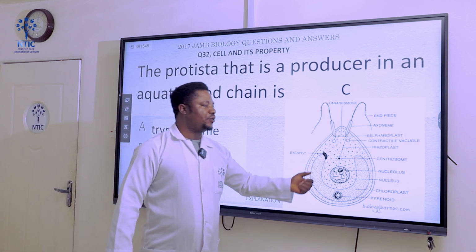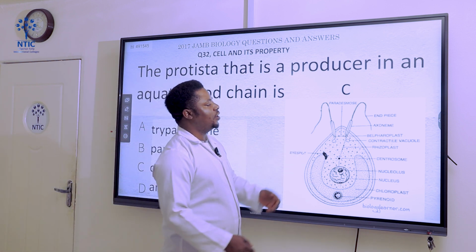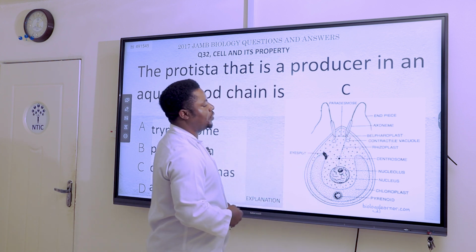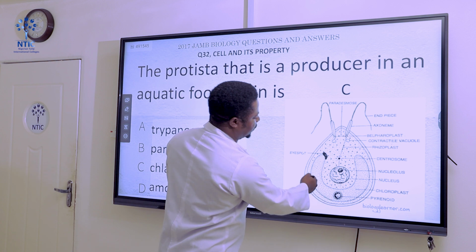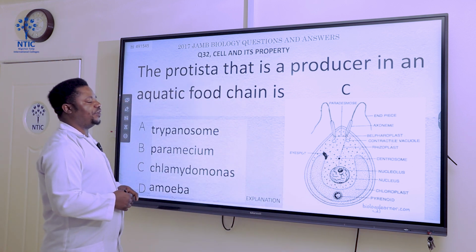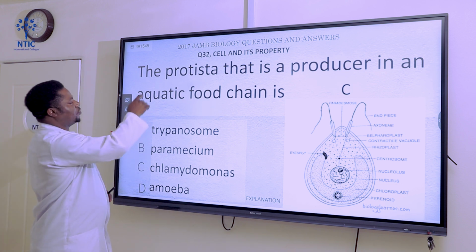Here is the diagram of chlamydomonas. You have the flagella, the chloroplast and other parts of the cell, which enable it to function very well in its environment. Let's go to the next question.